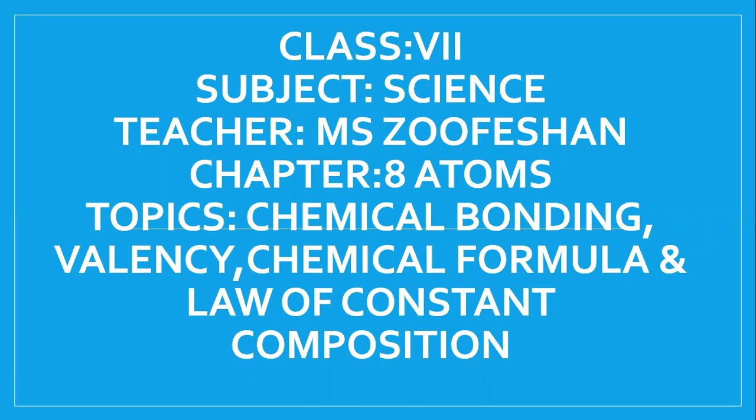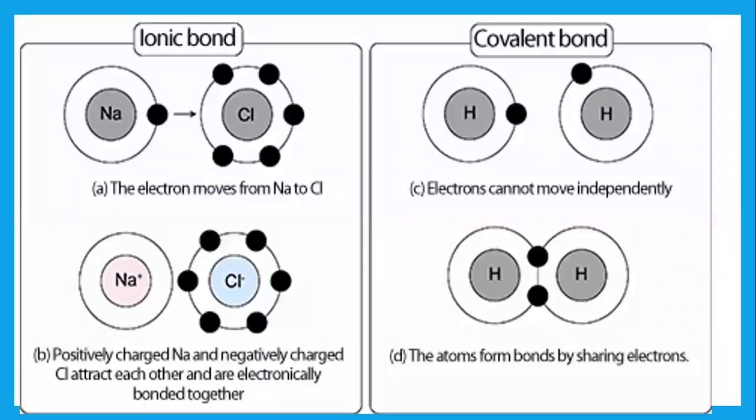Today we are going to talk about chemical bonding, valency, chemical formula, and law of constant composition. In this picture, you can see two things here. Sodium is transferring one electron to chlorine.